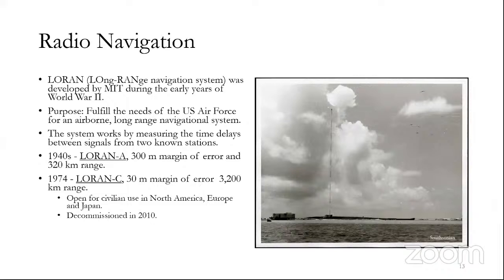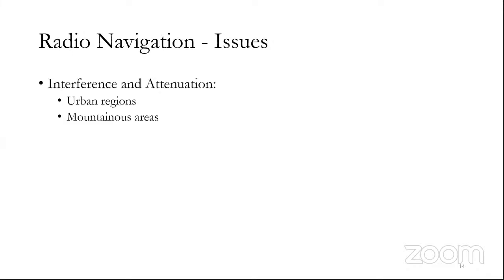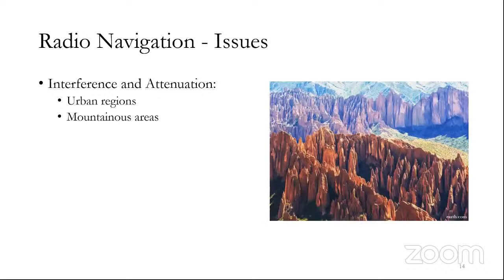So the next step was to look into a more accurate system. But first, let's talk about the issues faced by the LORAN system. Interference and attenuation, because the base stations or the transmitters of the LORAN system were ground-based. That means that anything in between the receiver and the transmitter, such as buildings or mountains, would cause significant interference.